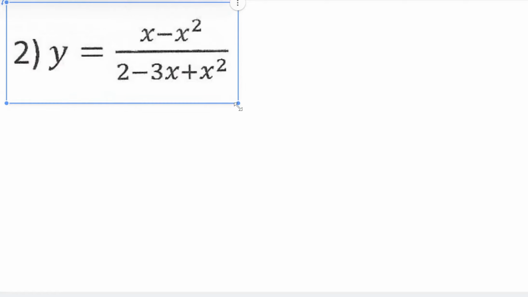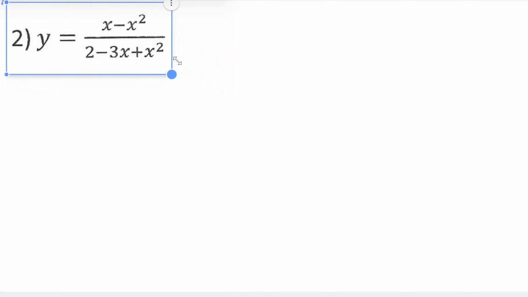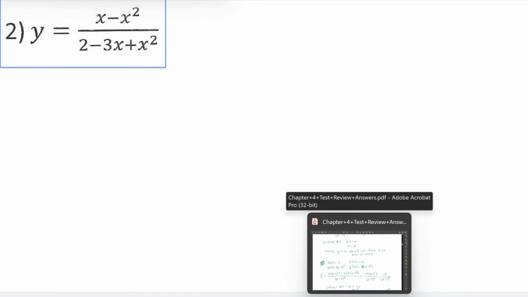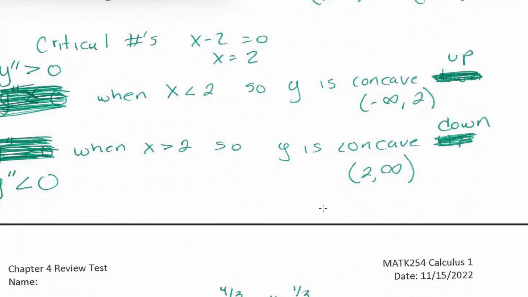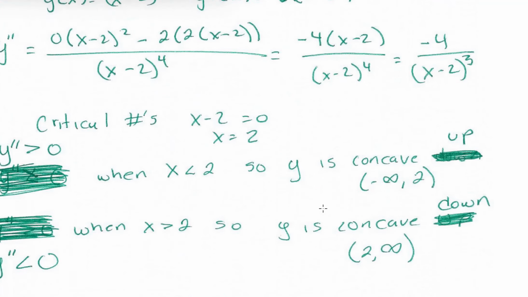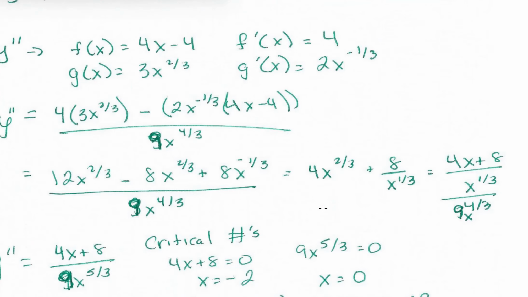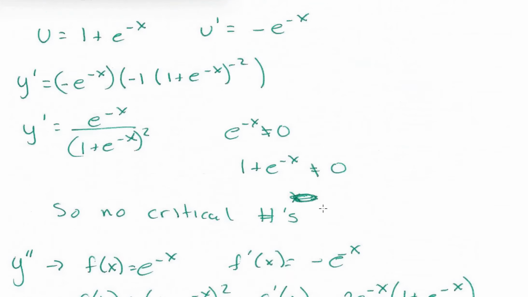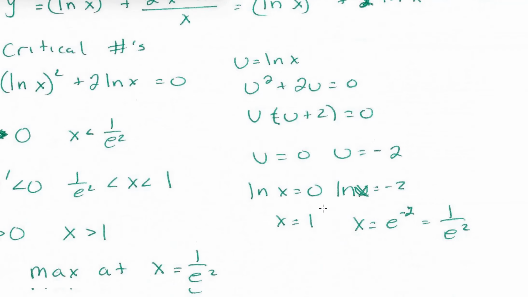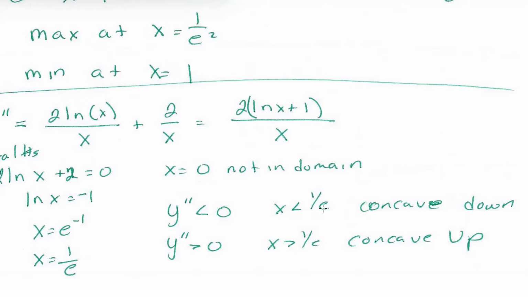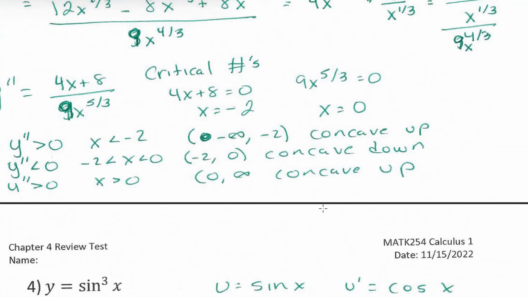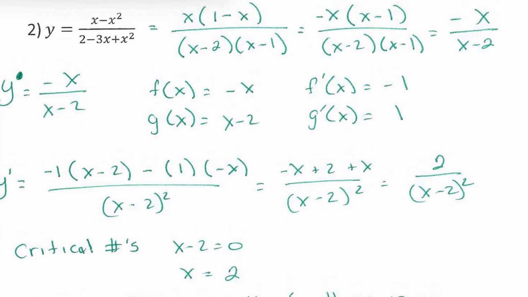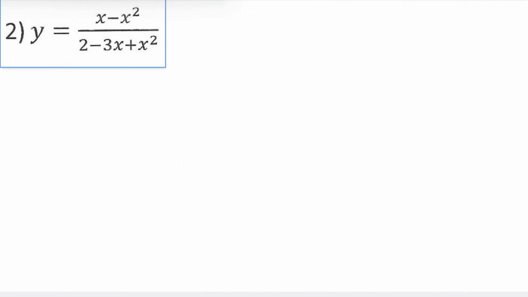That's number 2. So when we, that one's that one. All right. So this one will be concavity 2.